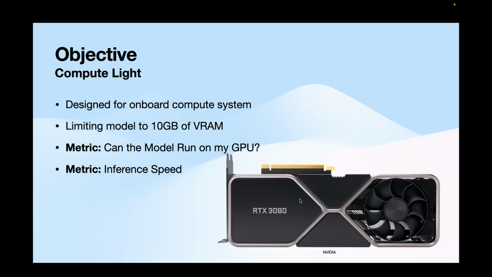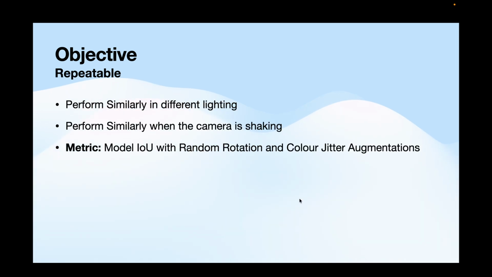Compute light means that I'd like it to run on an onboard system, so I'd want it to use as little VRAM as possible. And I'd like it to be fast, so have a high inference speed. Repeatable means that it performs similarly in different lighting and when the camera is shaking, as it's very important for a platform that moves around. We can create a metric for the IoU for random rotations and with color jitter augmentations.